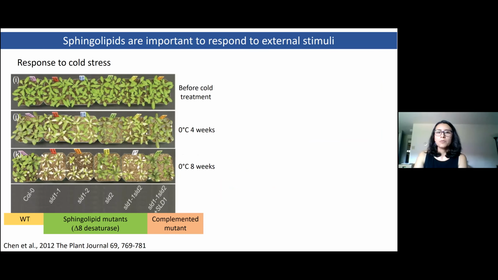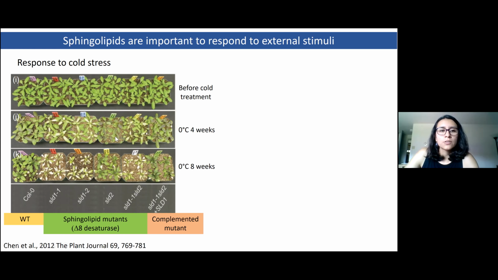So another example that I want to share with you today is how the sphingolipids can be important to respond to the cold stress. So here again, we have Arabidopsis, our favorite plant. Before a cold treatment, if you then transfer these plants to 0 degrees centigrade for 4 weeks, you start to see differences, right? So these first 4 plants correspond to the wild type, which is our reference. And then the following plants correspond to a mutant of the sphingolipid, specifically a delta 8 desaturase. And I'm gonna talk a little bit more about it in a minute. But you can start to see how even 4 weeks have a detrimental effect in these plants.